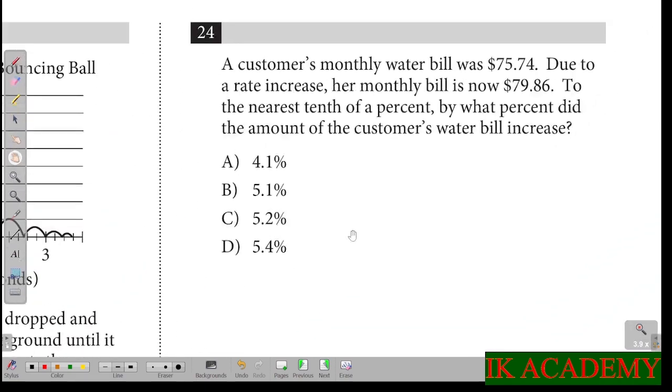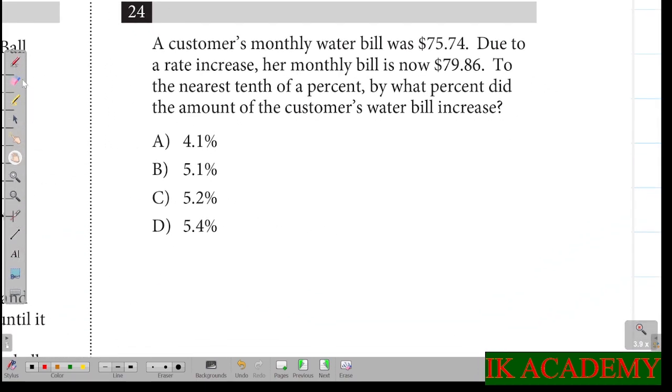Next question number is 24, which says the customer's monthly water bill was $75.74. Due to a rate increase, her monthly bill is now $79.86. To the nearest tenth of a percent, by what percent did the amount of the customer's water bill increase? So we need to find the nearest tenth of a percent.